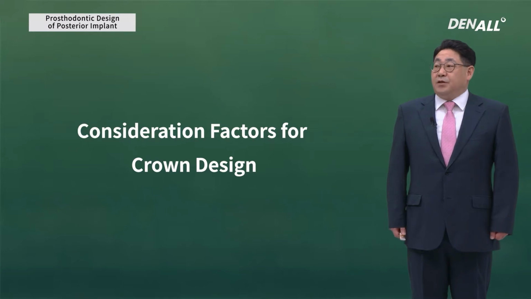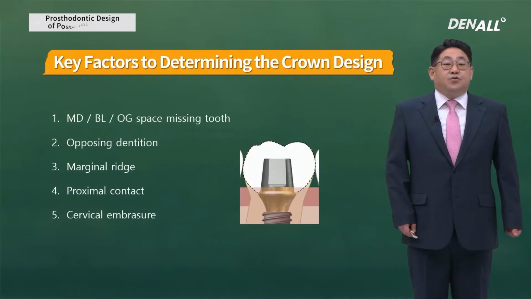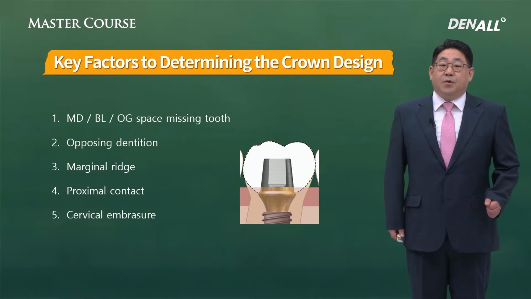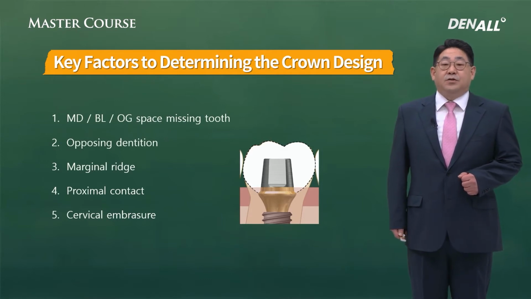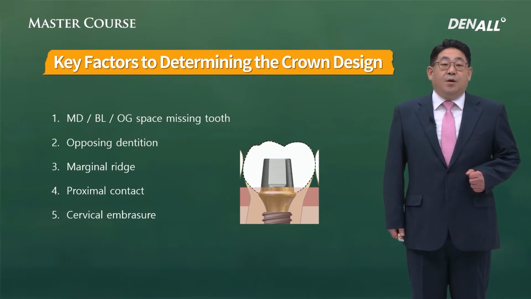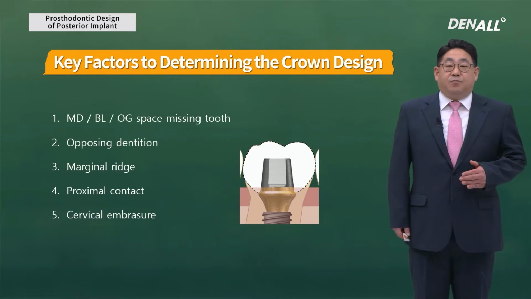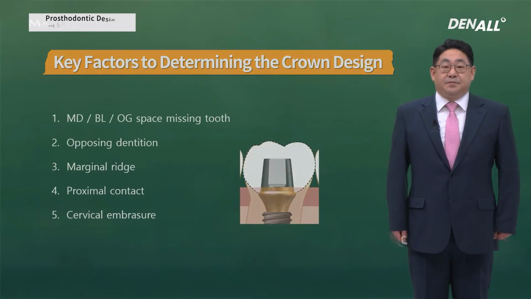Let's look at factors to be considered in determining crown design in posterior area. The important factors that need to be considered in determining posterior design are as shown. First, mesiodistal and buccolingual width determines the size of the crown. We also need to consider the antagonist, the form of marginal ridge, and proximal contact size and position. Cervical embrasure form. These are all very important factors to consider.